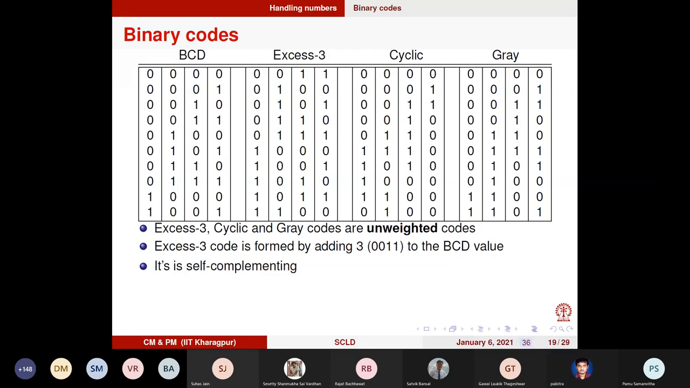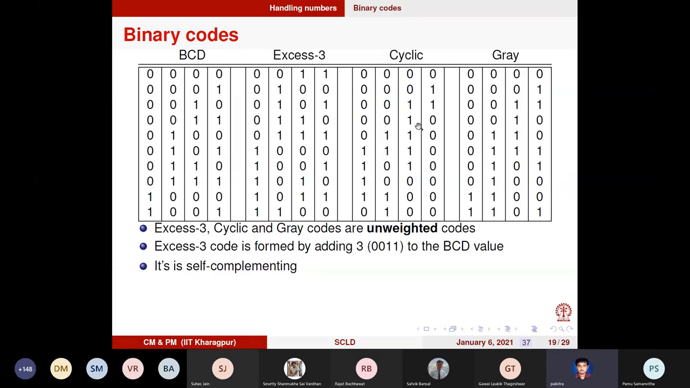There is one more property we'll now look into. This property is called the cyclic property, and that will motivate us to go into the next code. What is the cyclic property? Cyclic property says that between two code words which represent successive decimal numbers, so if you have code words for decimal numbers I and I plus 1, or I and I minus 1, the code words differ in only one bit.